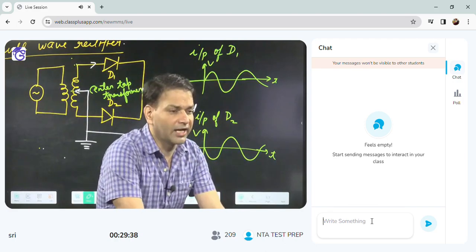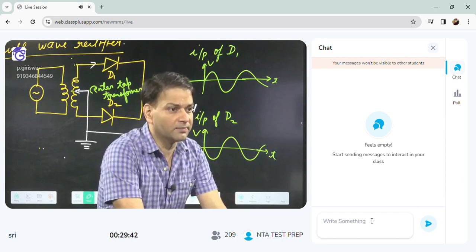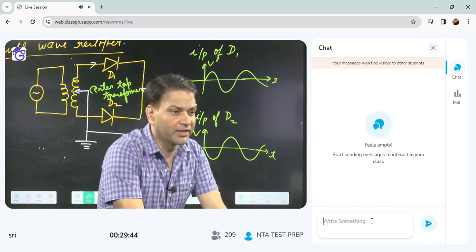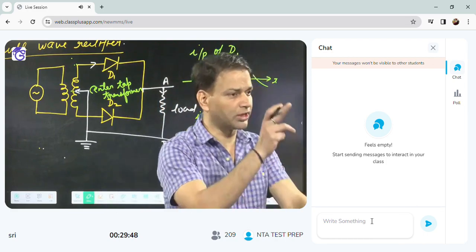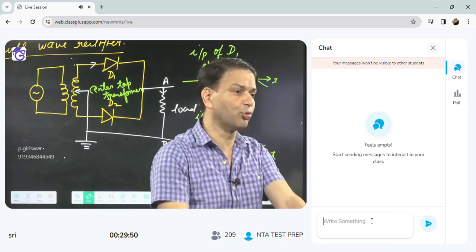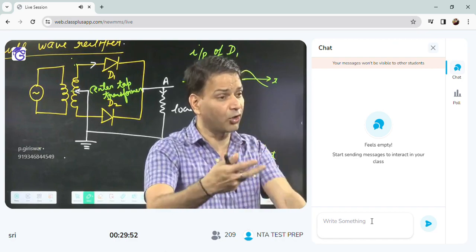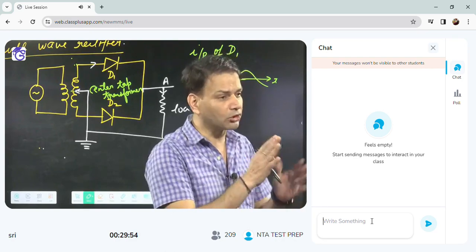Both cycles, will you get current from A to B or not? Everybody, the first cycle you get due to D1, the second cycle you get due to D2, but for both cycles we are getting the current from A to B. It means both cycles get rectified.